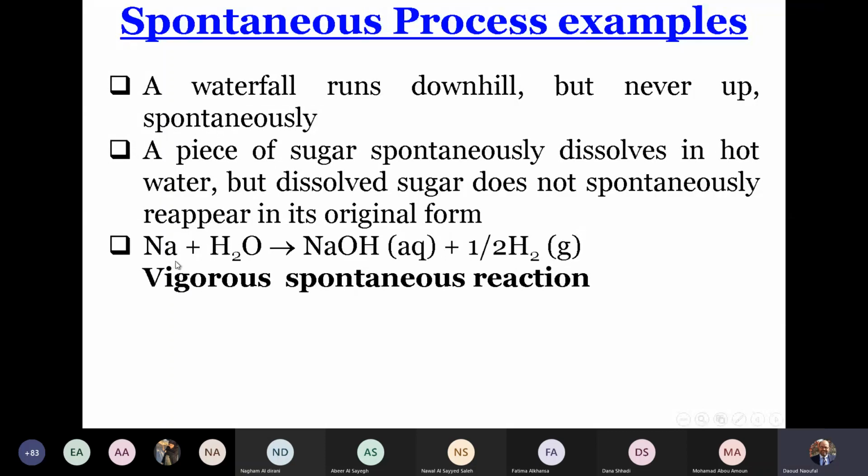Sodium reacts with water to give sodium hydroxide and hydrogen gas. This reaction is spontaneous and highly exothermic. Take sodium hydroxide and hydrogen: this reaction would not form Na and H2O. So the reaction between Na and H2O is spontaneous. The reaction in the opposite direction, between NaOH and hydrogen, is non-spontaneous.